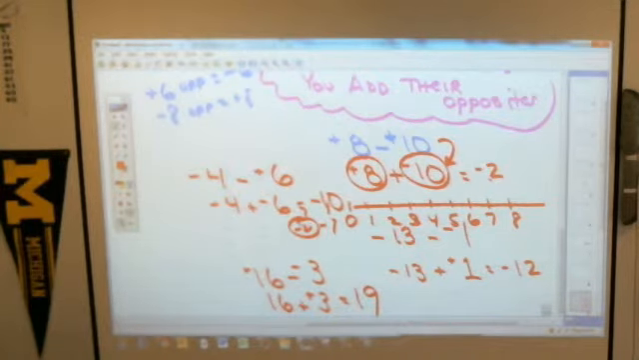I always like to say it this way. In math, there's really no such thing as subtraction. There's really just adding negatives. To add a negative is the same thing as subtracting. It's all the same thing. You're taking away positives or adding negatives.